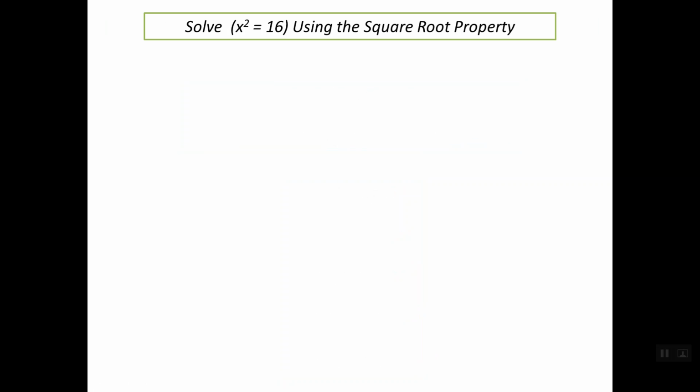Let's start with the easiest quadratic equation, which is x squared equal to 16. We need to solve this equation using the square root property. See that the equation is in its correct form, which is x squared equal to k. So now we can use the square root property. The solution for x is plus or minus square root of 16.